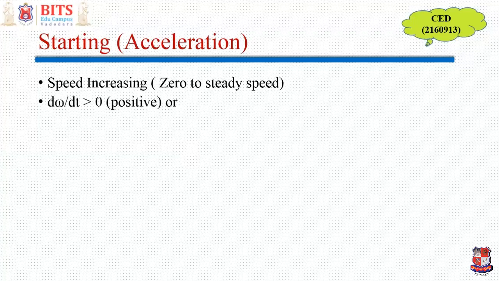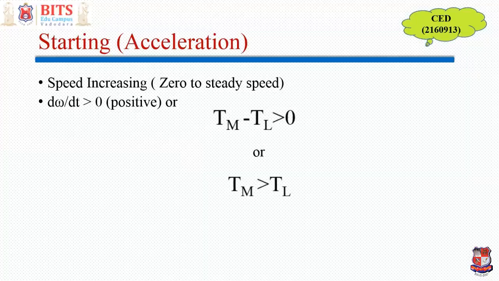Now look at the equation. What is the situation? For acceleration to be there, d omega by dt should be positive, or Tm minus TL should be greater than 0, or Tm should be greater than TL. So this is the basic requirement: a drive can accelerate only if the motor-produced torque is more than the load torque.